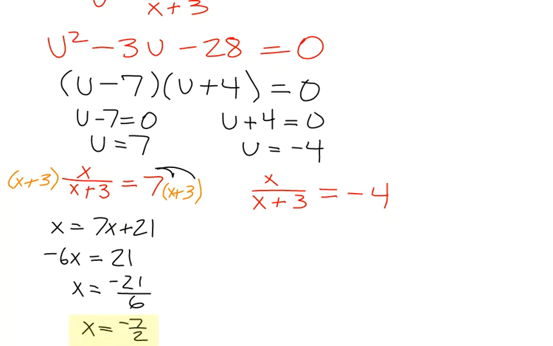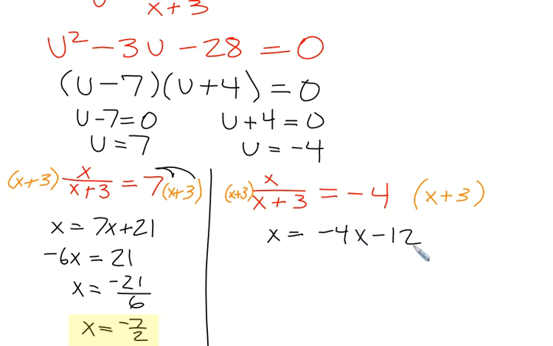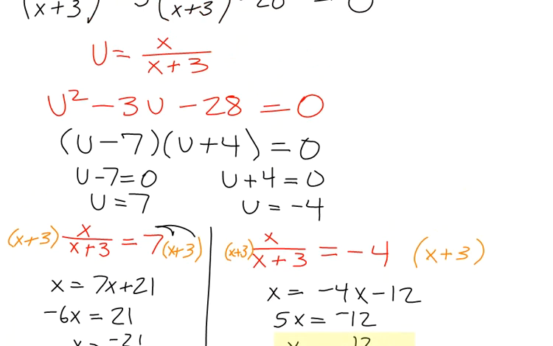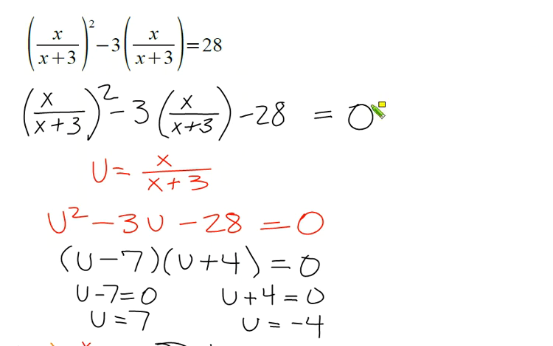On the equation on the right-hand side, we would multiply both sides by x plus 3 in order to cancel out that fraction. We would have x is equal to negative 4x minus 12. So 5x is negative 12, which gives that x is negative 12 fifths. Of course, we would want to go back and check those solutions in the original equation.